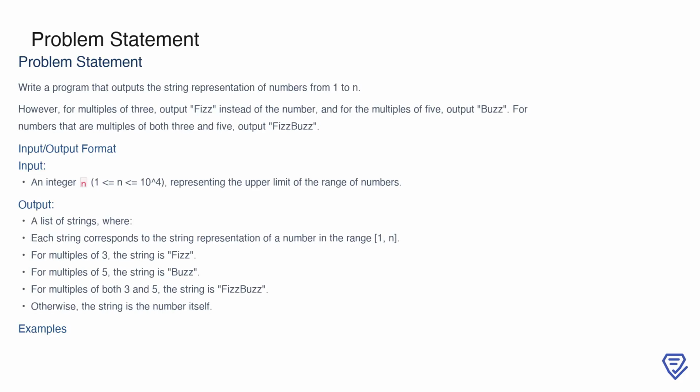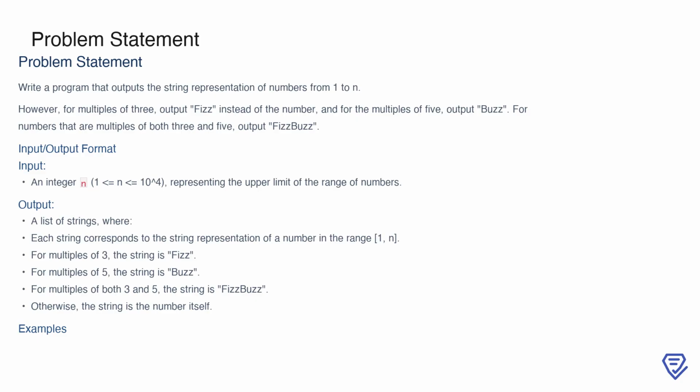In this problem, your task is to write a program that generates the string representation of numbers starting from 1 all the way up to a given number, n. However, there are some special rules to follow. If a number is a multiple of 3, instead of the number itself, you output the string Fizz. Similarly, if a number is a multiple of 5, you output Buzz. If a number happens to be a multiple of both 3 and 5, you output FizzBuzz.